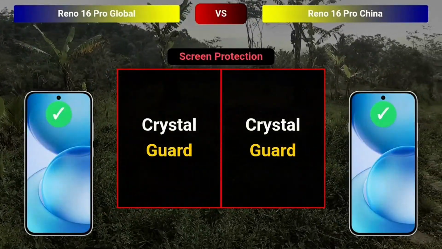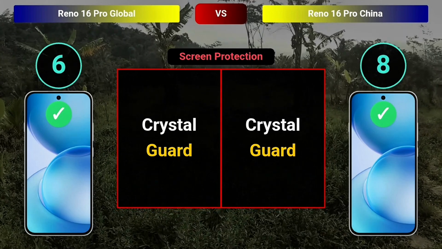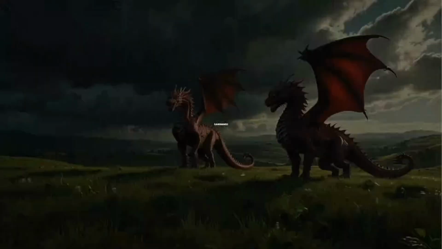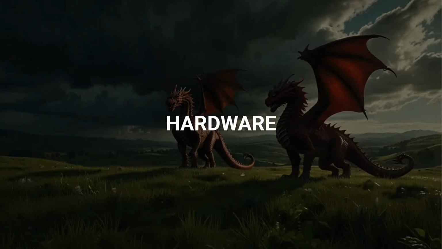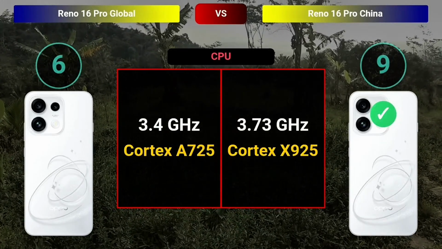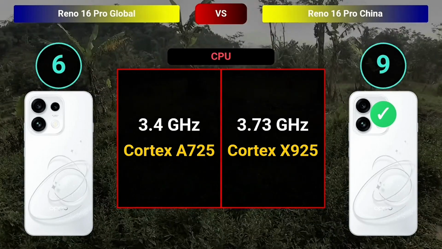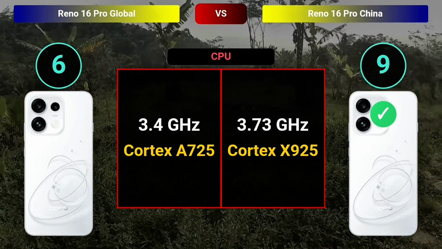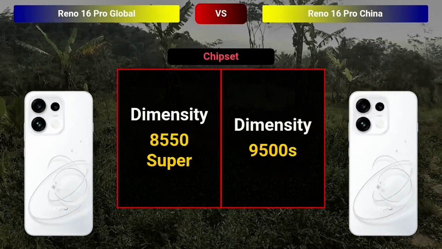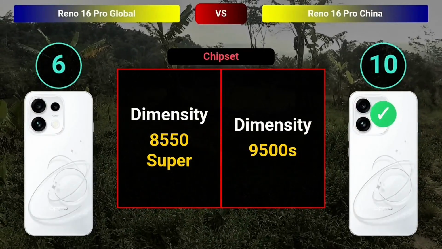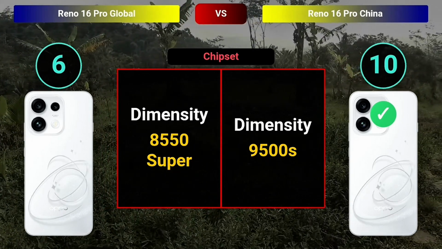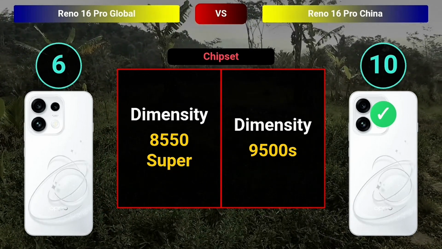Both premium models are fully equal, keeping their beautiful displays guarded with durable, crystal clear glass. The Reno 16 Pro China delivers superior processing speeds thanks to its powerful 3.73 GHz. The Reno 16 Pro China takes the absolute lead here with its cutting-edge high-performance Dimensity 9500S.